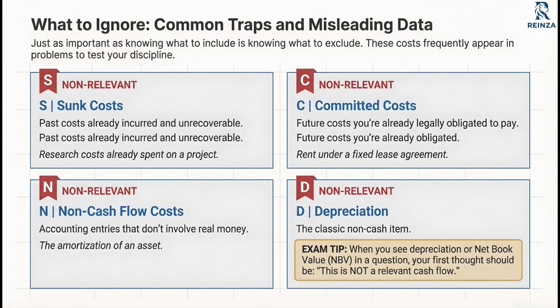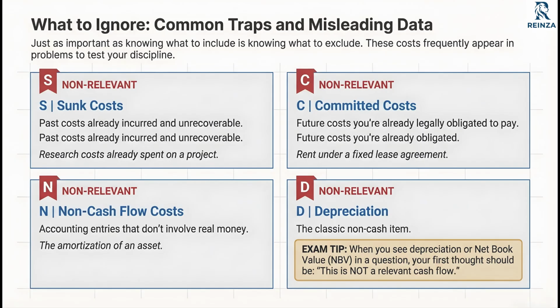C stands for committed costs. These are future costs you are already legally obligated to pay. A common example is rent under a fixed lease agreement. Whether you take on a new project or not, you still have to pay that rent. N stands for non-cash flow costs. These are accounting entries that do not involve real money. The amortization of an asset is a perfect example. It is just a bookkeeping entry. D stands for depreciation. This deserves special attention because it appears so often. Depreciation is the classic non-cash item.